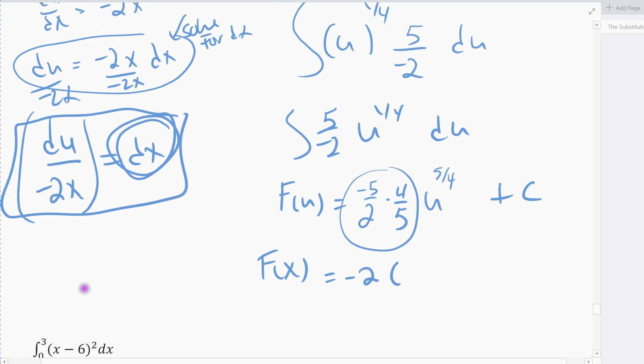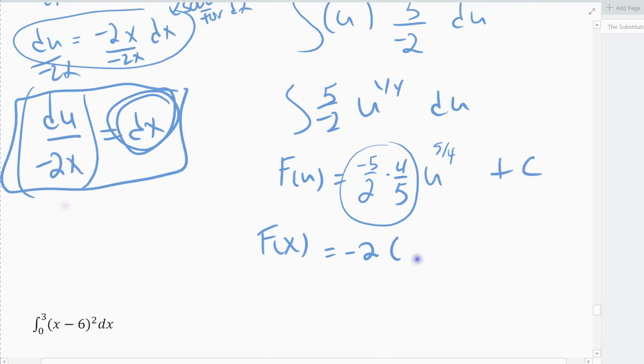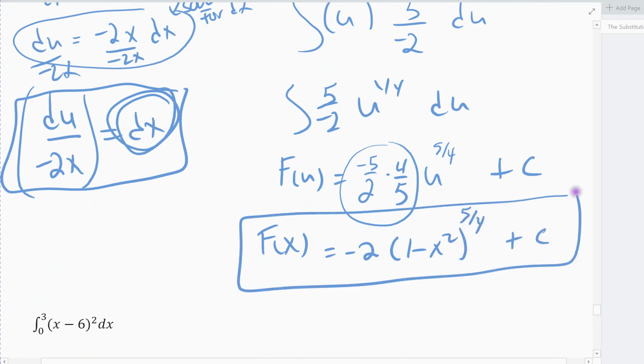Instead of u, and I've already forgot what u was, 1 minus x squared. 1 minus x squared raised to the 5 fourths power plus some constant. And there is my final answer. Right, there is the general antiderivative of that original expression.